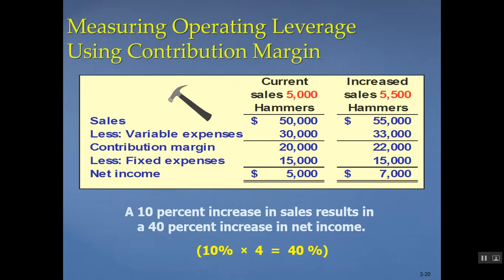So here's that example. Our sales went up $5,000, which is 10%, and our net income went up from 5,000 to 7,000. The percentage increase there is 40%.